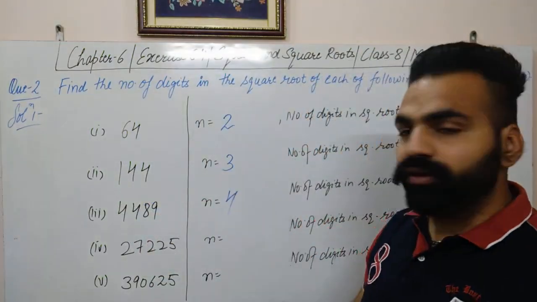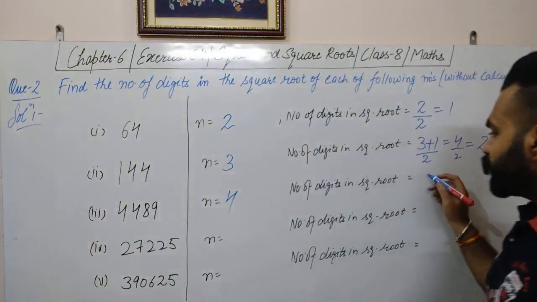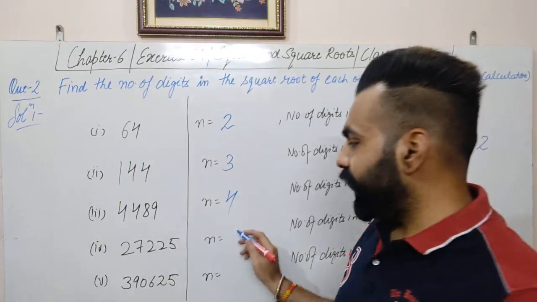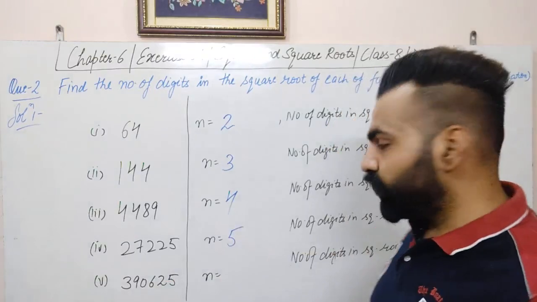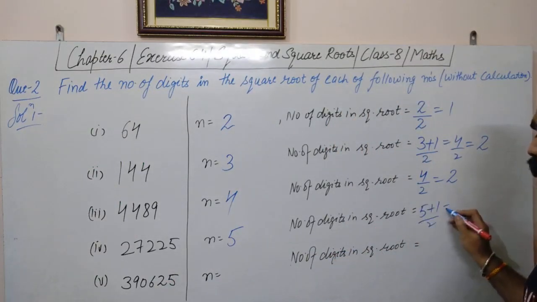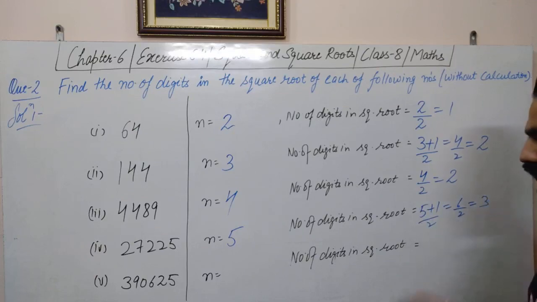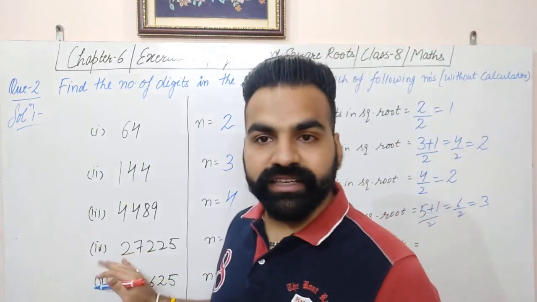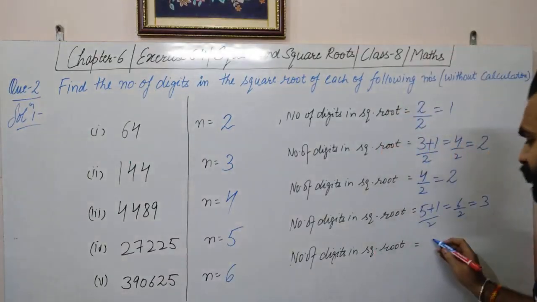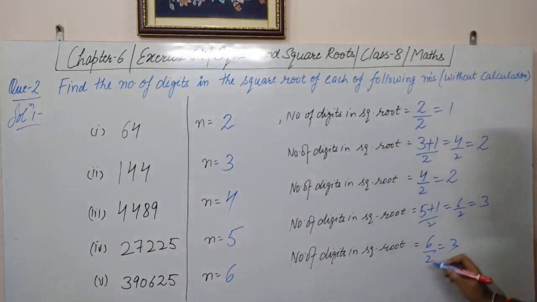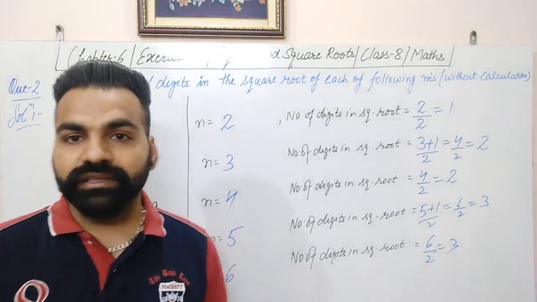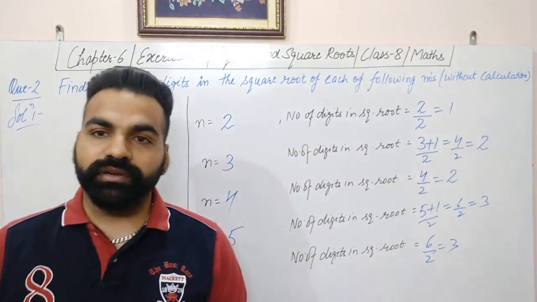4429: n is 4. So the number of digits in the square root is n by 2, 4 by 2 is 2. Here n is 5. So the number of digits in the square root is (5 plus 1) by 2, 6 by 2, that is 3. So the square root will be a 3-digit number. Here the number of digits is 6. So the number of digits in the square root will be 6 by 2, that is 3. So by using the result, we can directly find the number of digits in the square root of the given perfect square number.